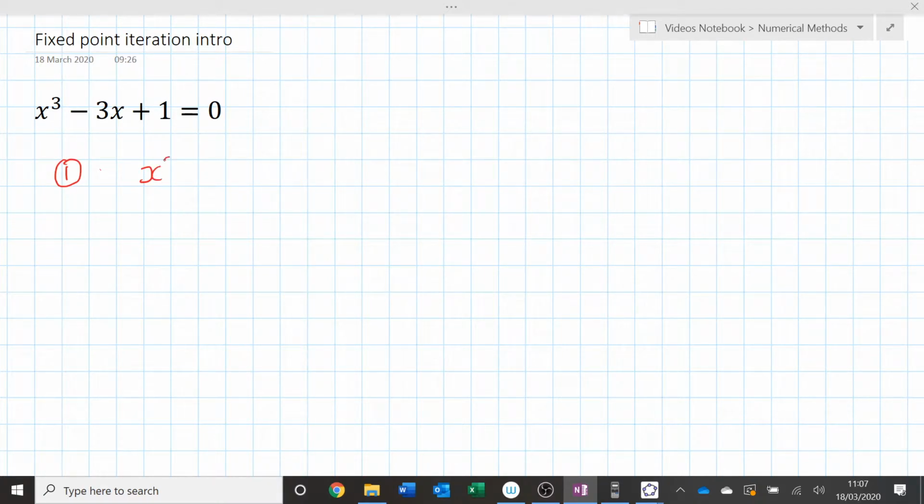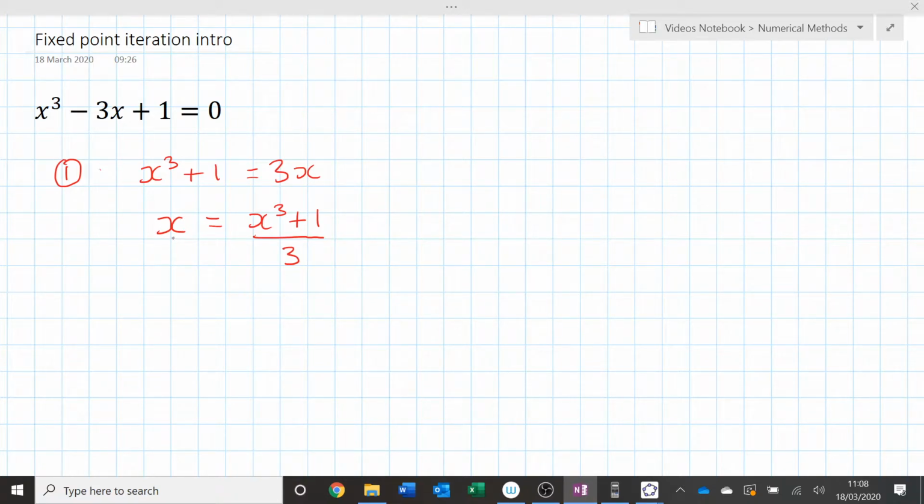I'm going to say x cubed plus 1 is equal to 3x. I'm taking x onto the other side, and I'm going to divide both sides by 3. So x is equal to, I divide both sides by 3 and switch the order, x cubed plus 1 over 3. Now, that means that if x satisfies the original equation, it will also satisfy this equation too, because all I've done is rearrange it.